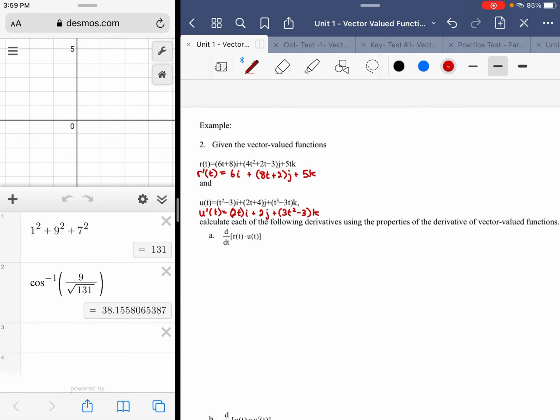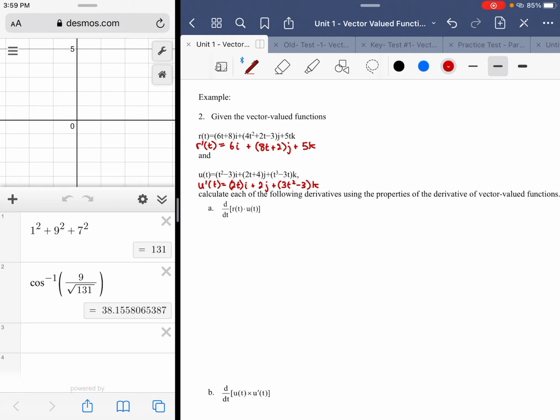So we're looking at page 31 in the Unit 1 packet. We're asked to find the derivative of the dot product between the two vector valued functions r of t and u of t. So we're going to use the product rule for dot products as shown on the previous page. We're looking at r prime of t dotted against u of t, plus r of t dotted against u prime of t.